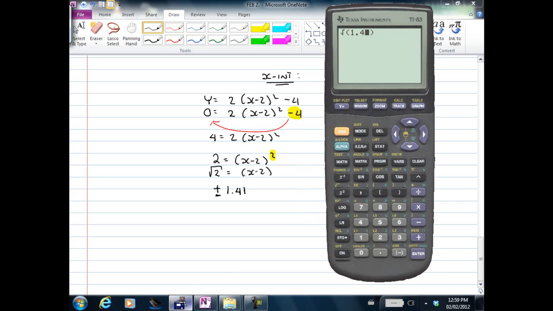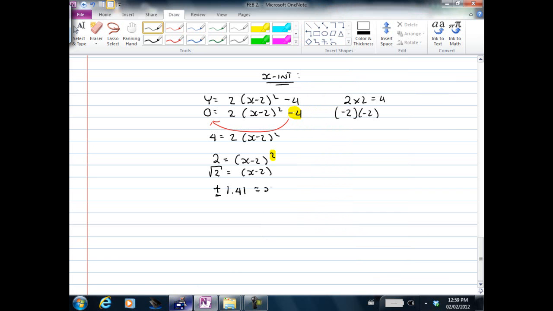Square root of 2 is 1.41, which equals x minus 2. Okay, when you square root something, let's write this down. This is where you were taught wrong in elementary school. When you square root a number, there will be two answers.